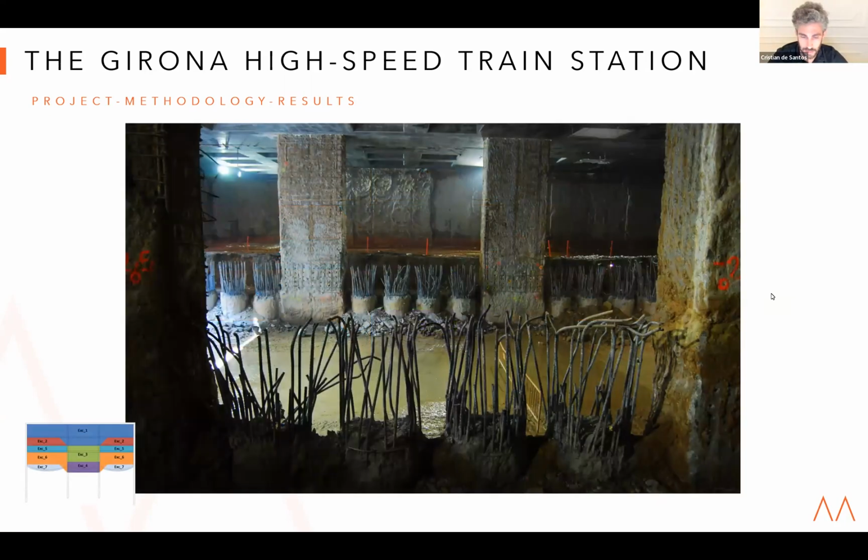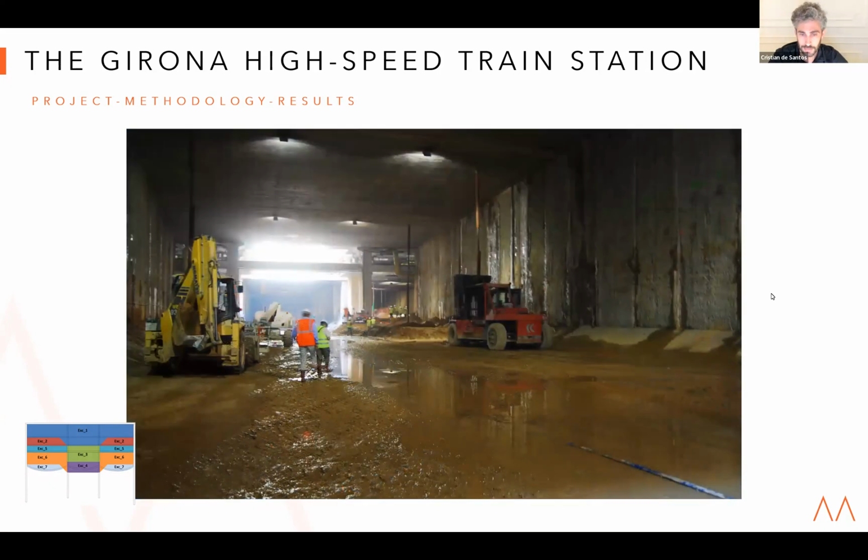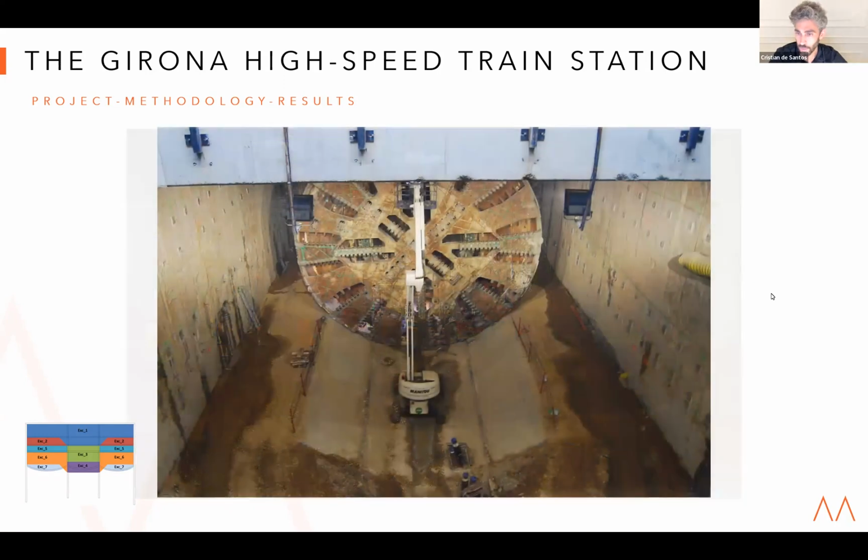Here, just some images to illustrate the magnitude of the project. You can see the central corridor combining diaphragm wall panels as well as piles. That's the execution of one of the slabs after the excavation. That's the lowest part of the excavation near one of the extremes of the station, where a TBM was coming from Barcelona to the border of France. Here you can see the TBM.